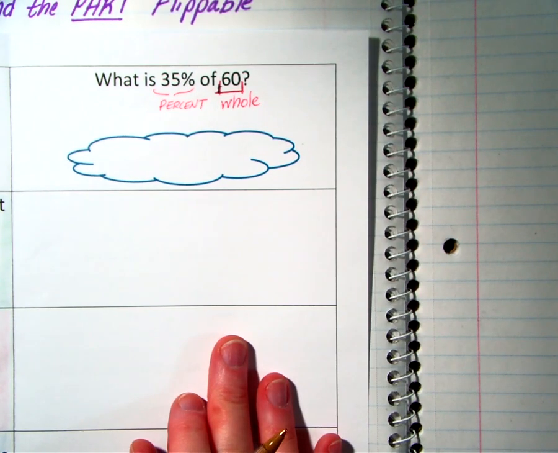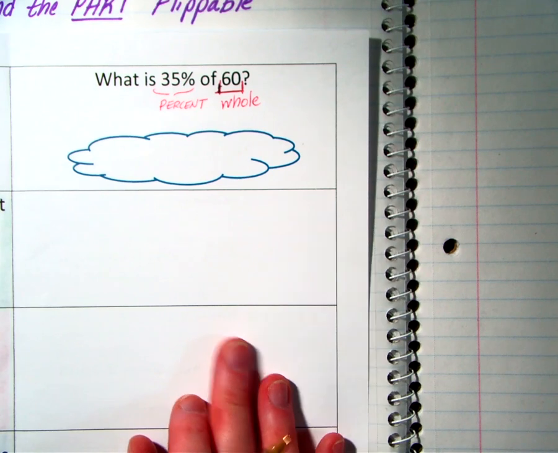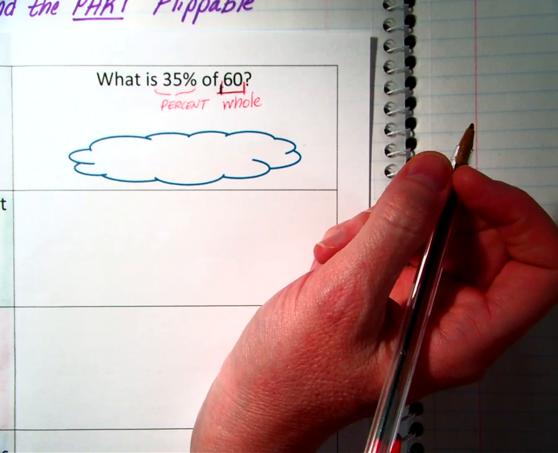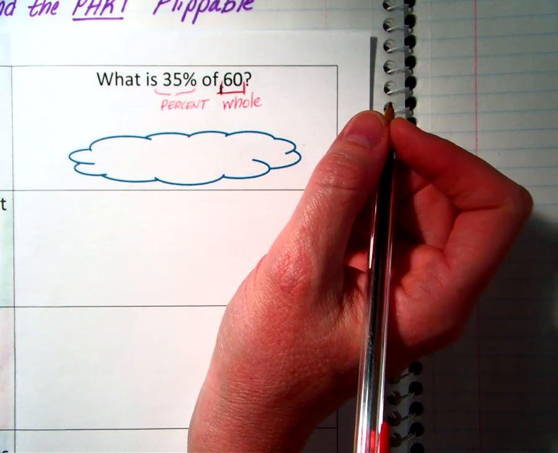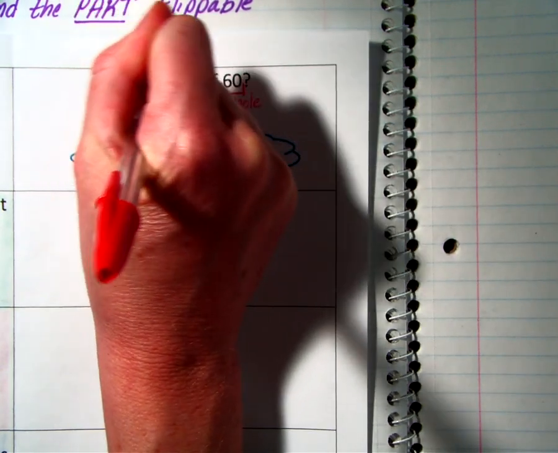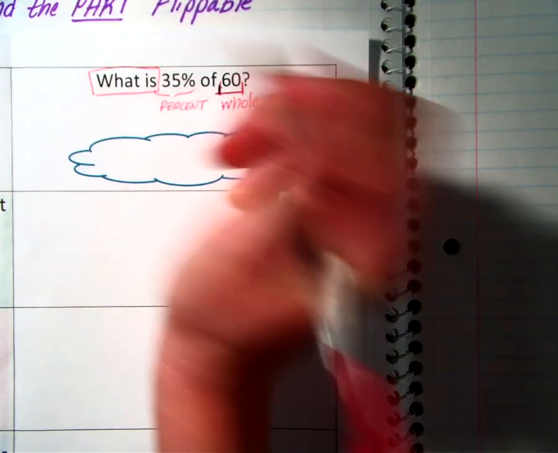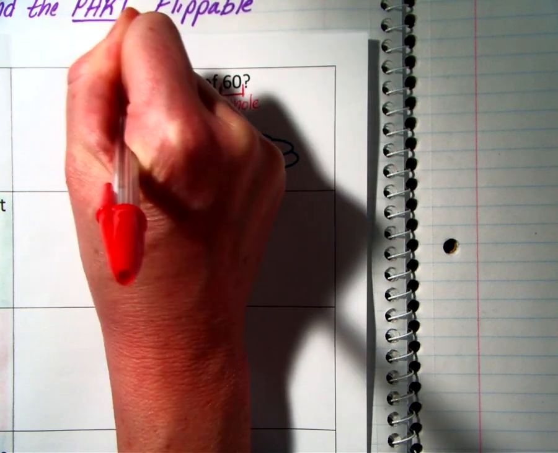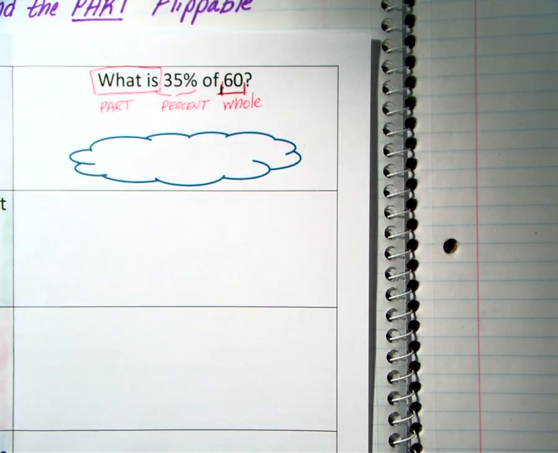The what is the missing component. You have to have all three elements. If we know that the whole box of crackers contains 60 crackers, and we only want 35% of that box, I want to know, what is the part? How many crackers would that be? What does that look like? I'm looking for the part.